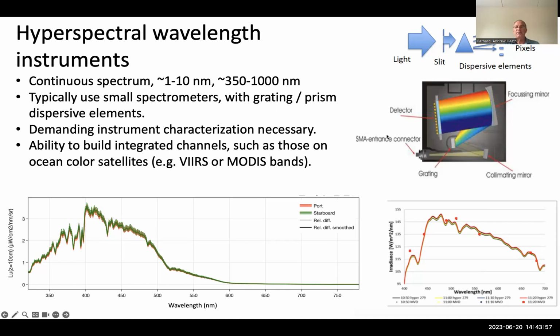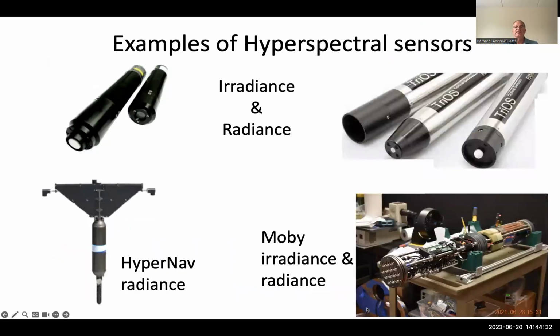So here's a couple of examples of an upwelled radiance spectrum just below the sea surface, about 10 centimeters below, 2 different realizations of that. And this is an example of a coarser spectral resolution, I think a 10 nanometer resolution upwelling or downwelling irradiance spectrum. Some examples of what they look like, irradiance and radiance sensors, 2 different hyperspectral instruments from Seabird Scientific, and then a variety of those are available from TriOS.